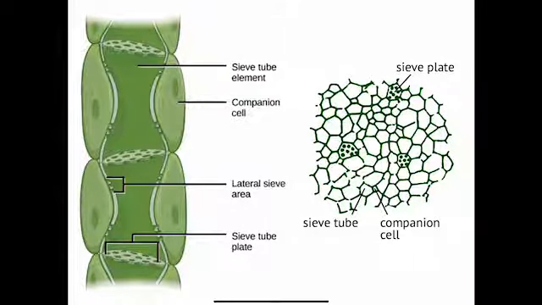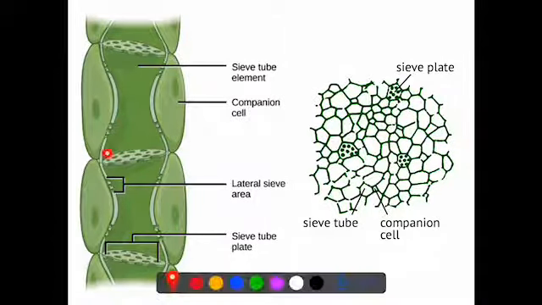So if we have a look at a diagram, here in the middle, that is one sieve tube. Okay, and you can see that the end walls are perforated, so we talk about a sieve plate, but it still has a cell membrane present. Sitting alongside is a companion cell. The companion cell has a nucleus, but obviously the sieve tube does not have a nucleus. And then notice these little breaks here. They're calling it a lateral sieve area, but the actual term for this little break here is your plasmodesmata.